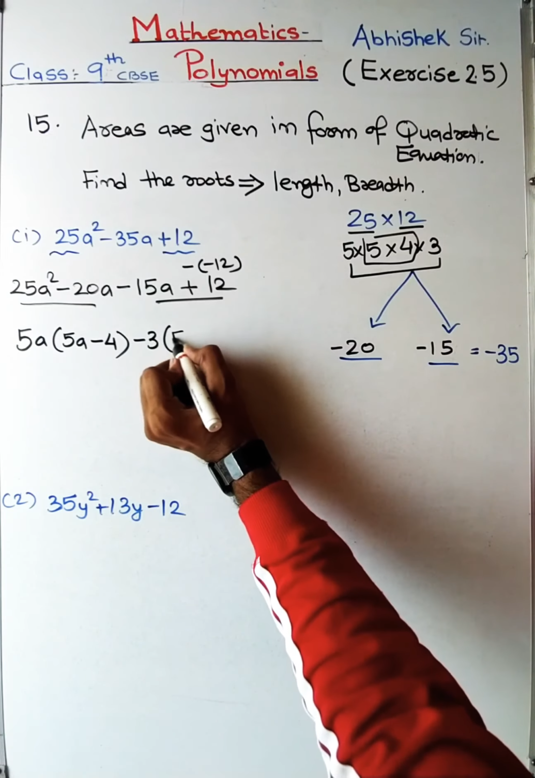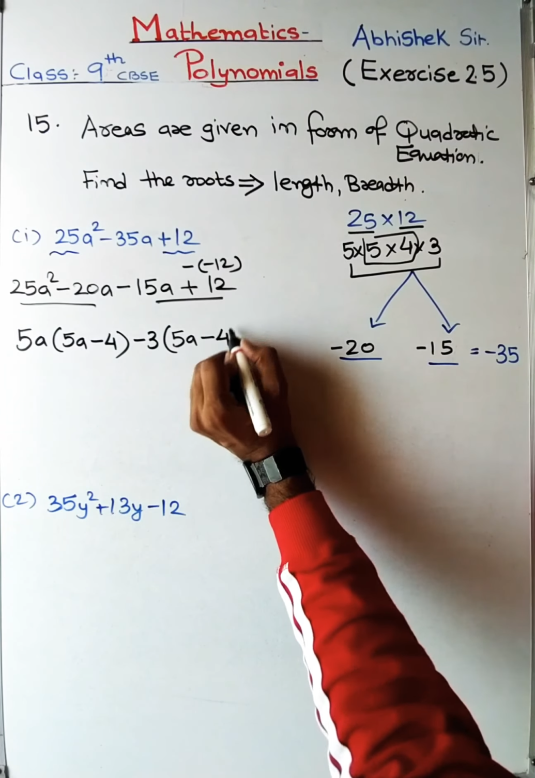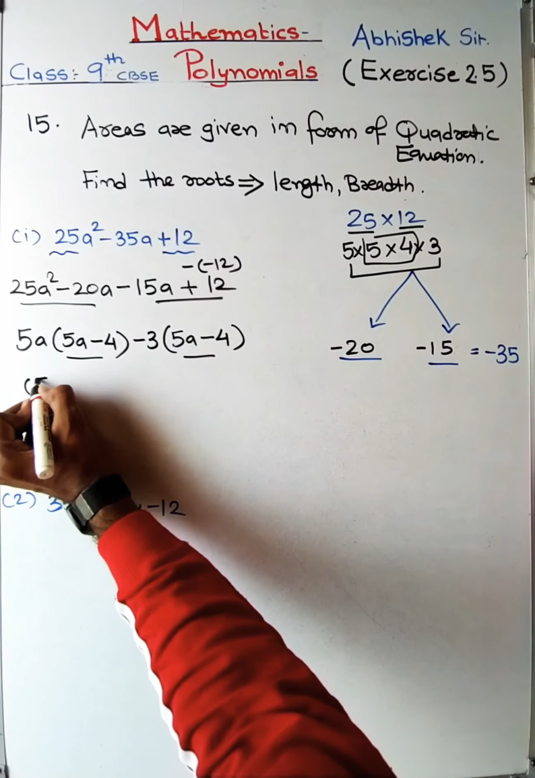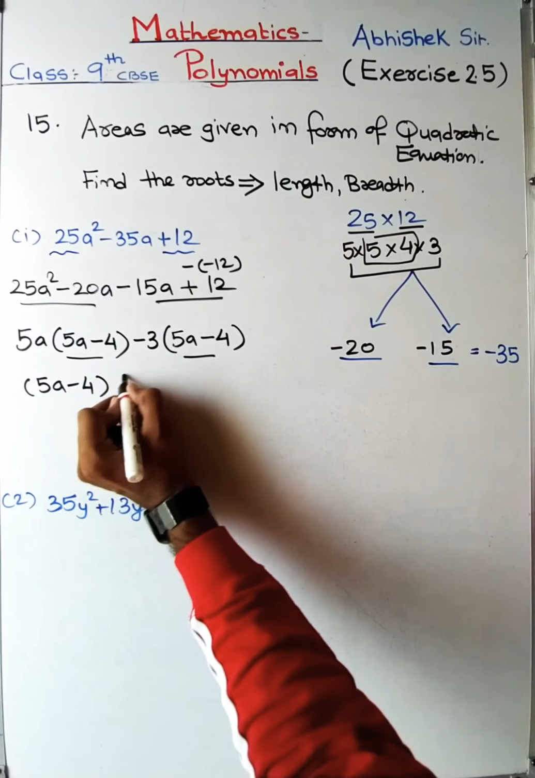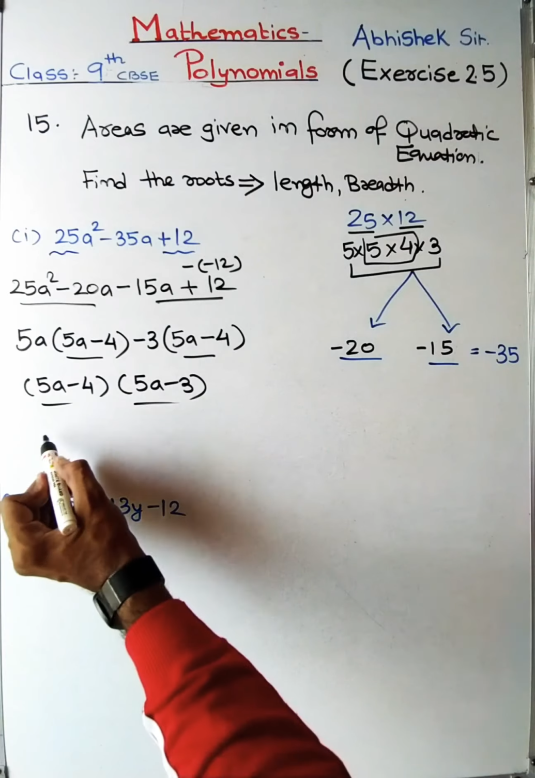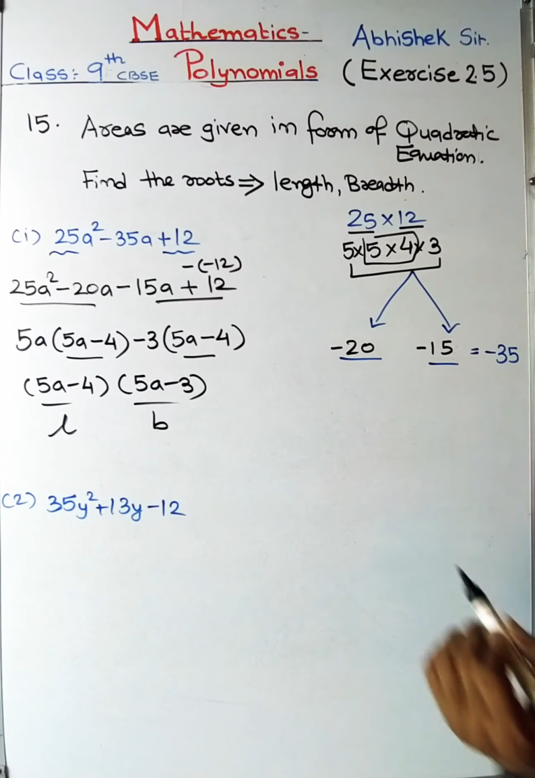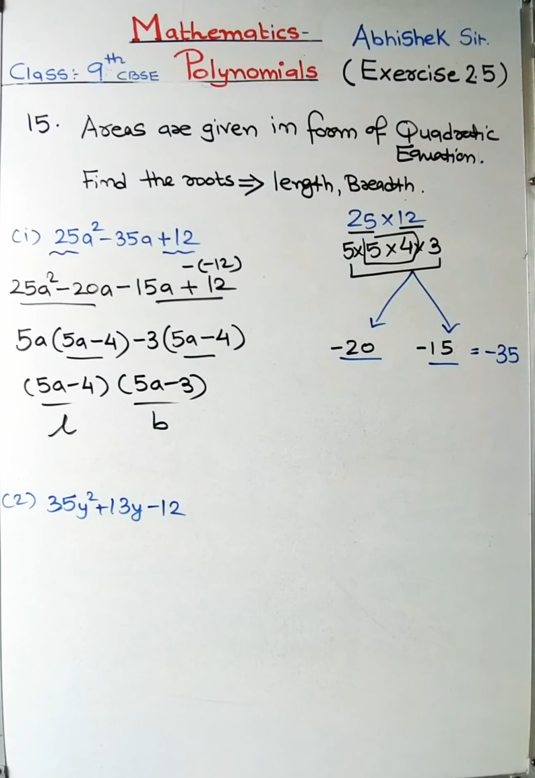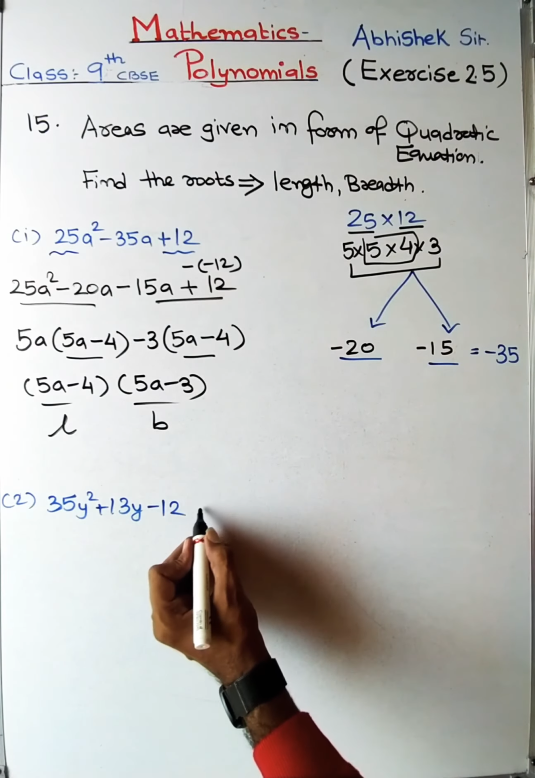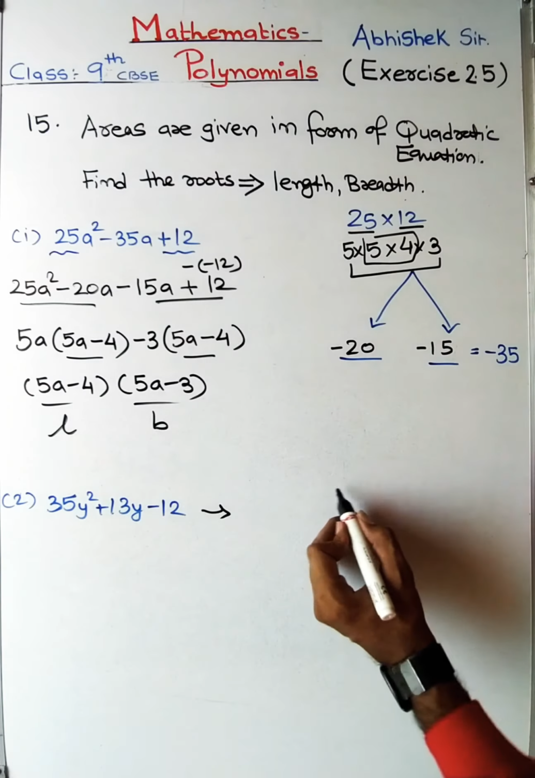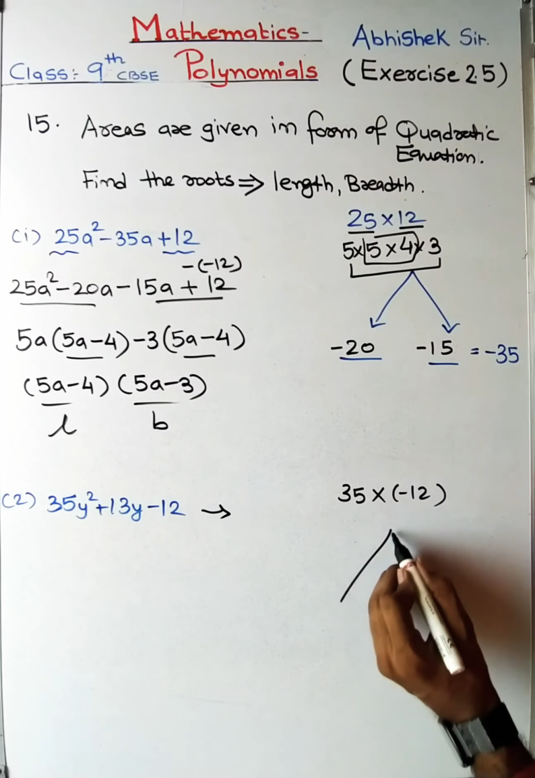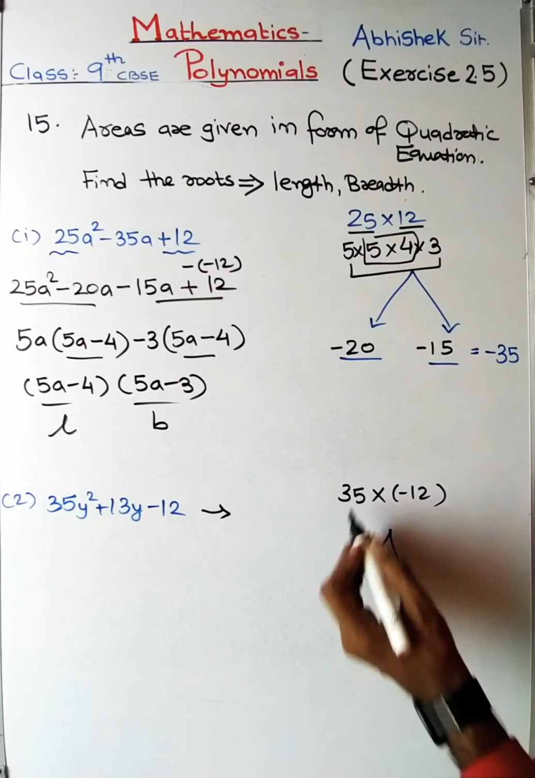So 3 5s are 15 and 3 4s are 12. Check if you are doing it correctly, both brackets will be the same. Writing the first bracket and then the second. So based on these two, anyone can be the length and anyone can be the breadth. Clear? Moving on to the next question. 35y square plus 13y minus 12. So let us go for the splitting process. 35 into minus 12. Keeping minus on one side, let us factorize 35 and 12.